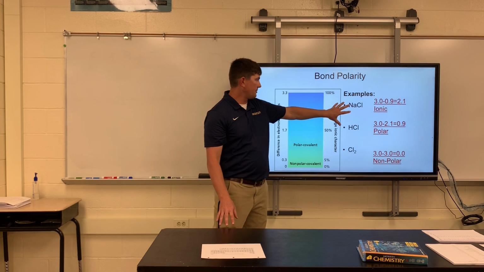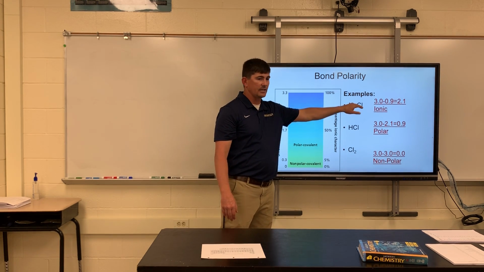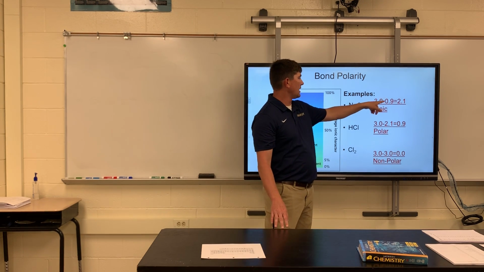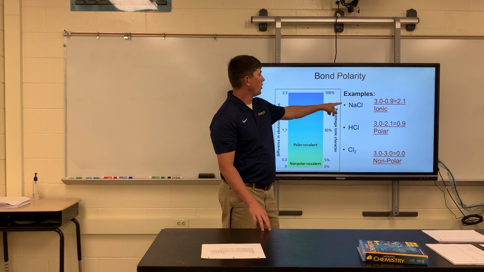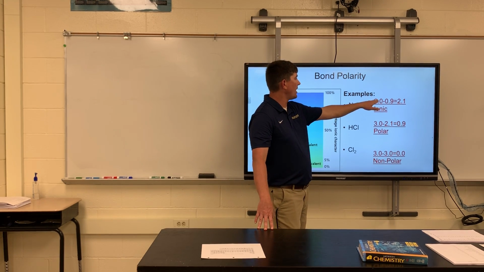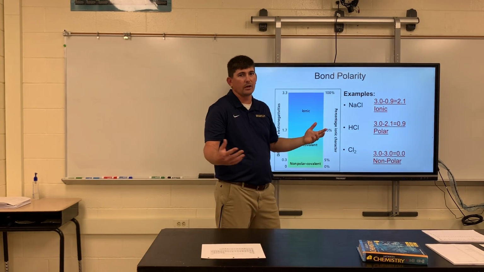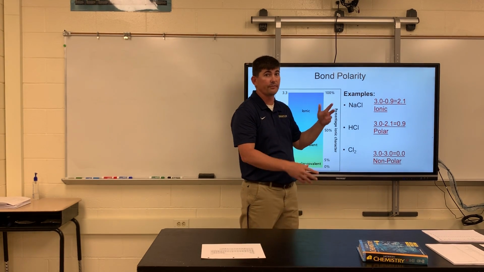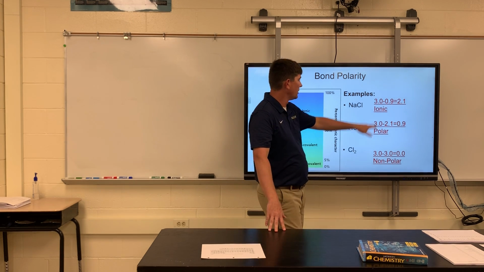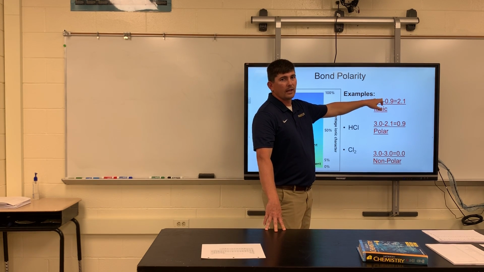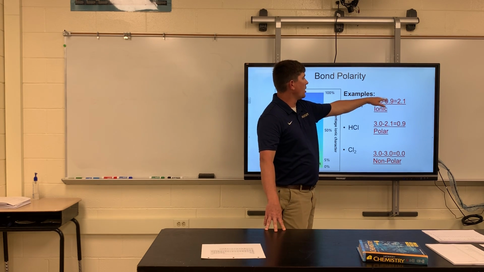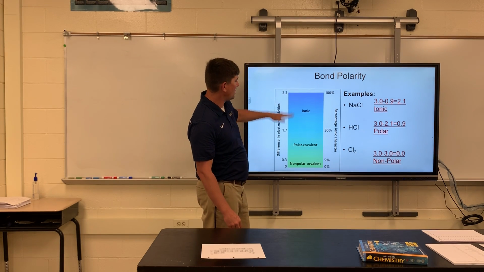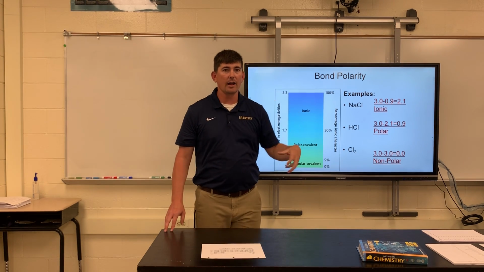Looking at examples, we have sodium chloride, NaCl. Sodium is 0.9, and chlorine is 3.0. Why do they put the 3.0 first? Simply because it's bigger, so you don't have to worry about getting a negative number, which would be irrelevant here. It's just the difference. You can think absolute value if you're a math person. So always subtract the smaller number from the bigger number. So 3.0 minus 0.9 gives us a difference of 2.1. That is above 1.7, so that is an ionic bond.